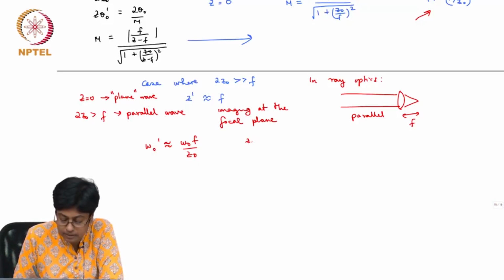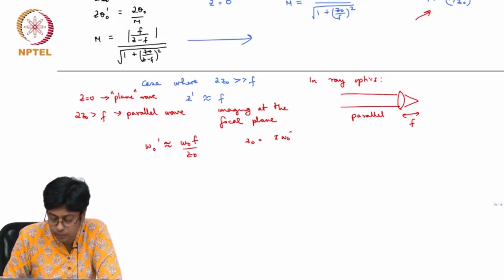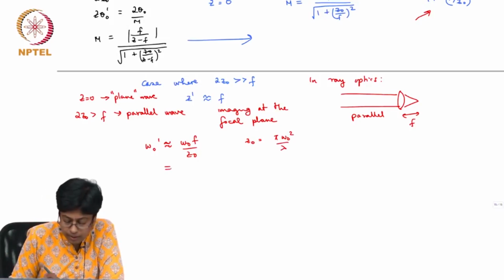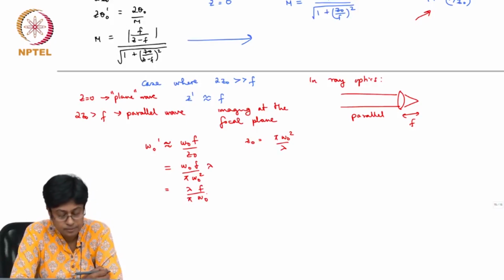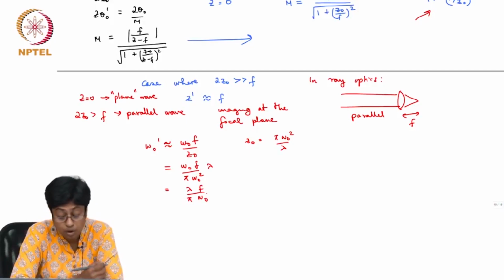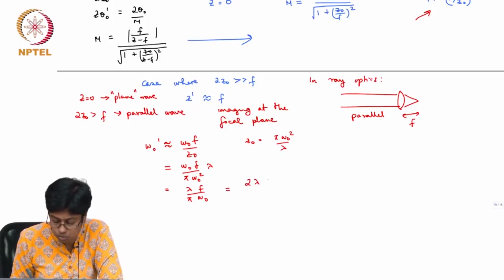But we know that z naught is pi omega naught squared by lambda. So I can write this as pi omega naught squared by lambda, or lambda f by pi omega naught. Or if I want to write it in terms of diameters, I will say this is 2 lambda f by 2 omega naught pi.